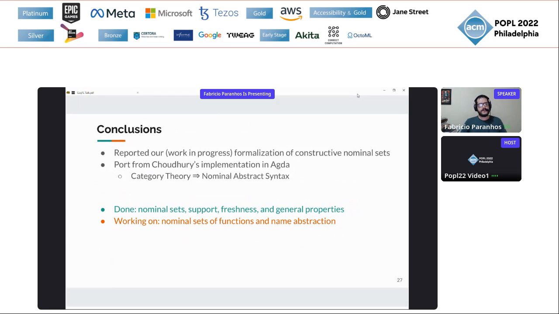So, concluding my presentation, we report our work in progress formalization of constructive nominal sets in Coq. Right now, it's basically a port of Choudhury's implementation in Agda, but one change that we are making in the future is to further develop its implementation. Choudhury uses category theory, but we are trying to use nominal abstract syntax to derive the more complex properties.